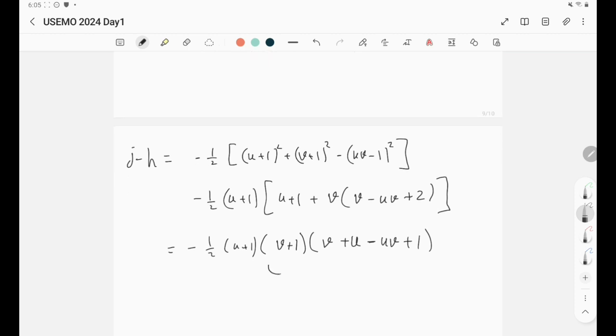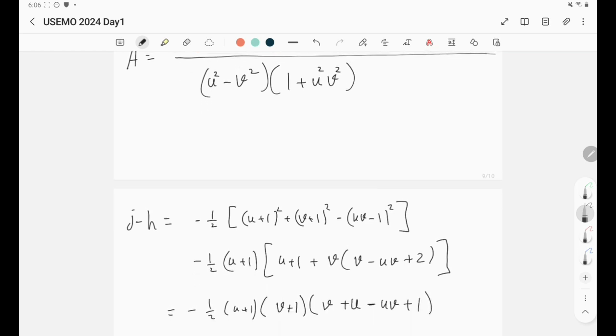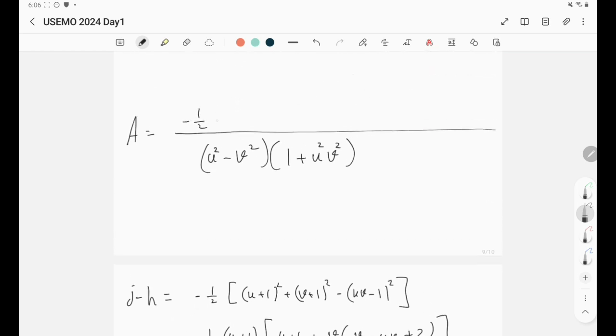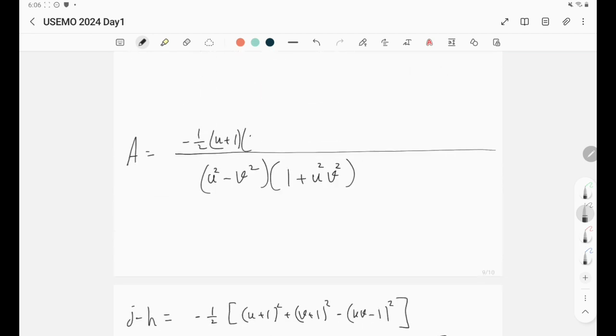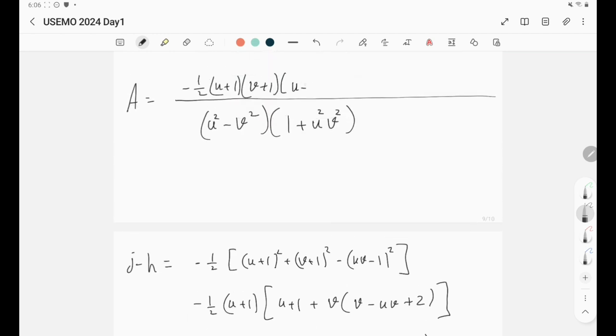Of course, you can check, apply these, and you're going to get v squared and the vu and all of these kinds of stuff. vu will cancel from here and here, and everything else is going to give us exactly the same. Alright, very nice. So that means we indeed found that j minus h is really a nice thing. It's in fact just that thing. So let's now go and plug it there. So it's negative half u plus 1 times v plus 1 times u plus v minus uv plus 1.